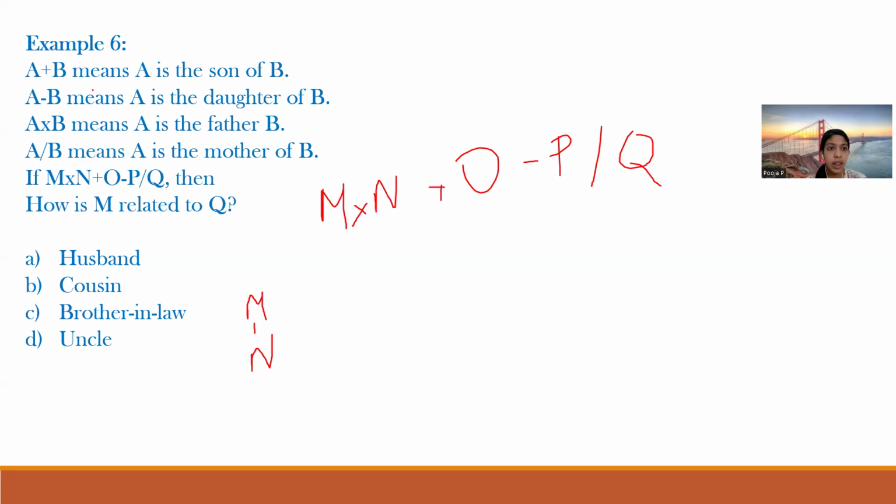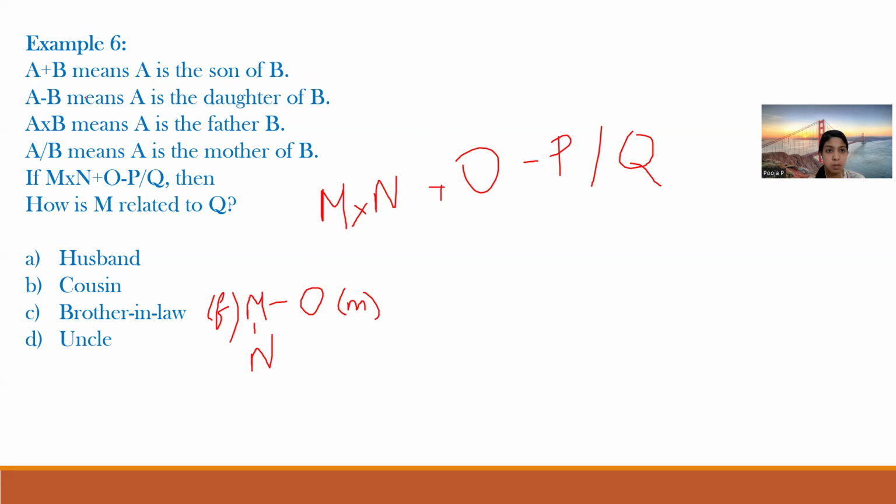N plus O. A plus B means A is the son of B. So N plus O, N is the son of O. If M is the father, then O is the mother, because O's son is N. M's son is also N. So M and O are couples, husband and wife. They have a son N.